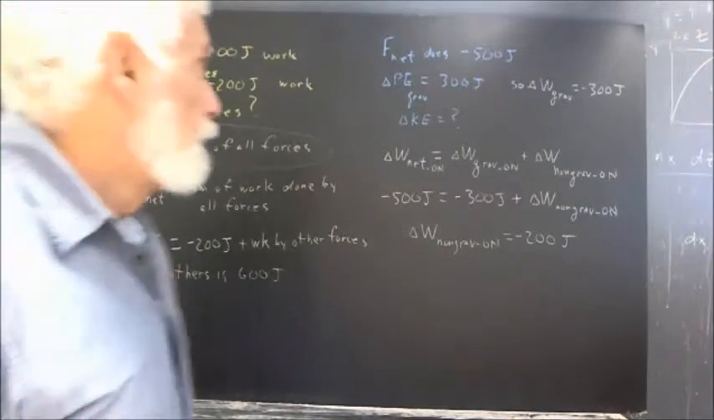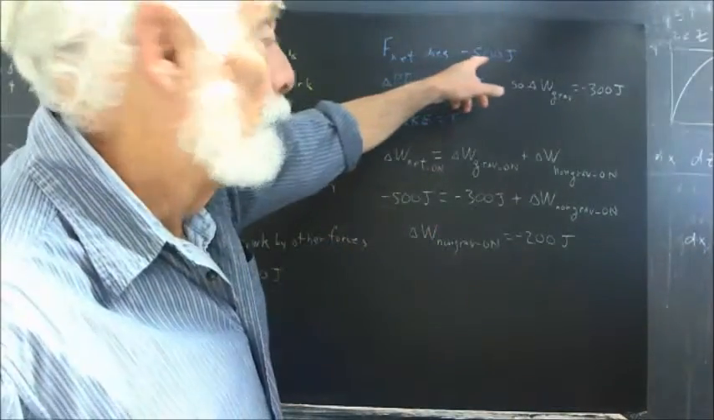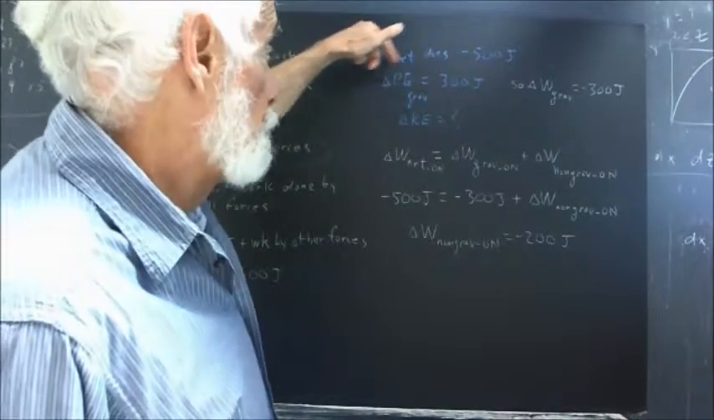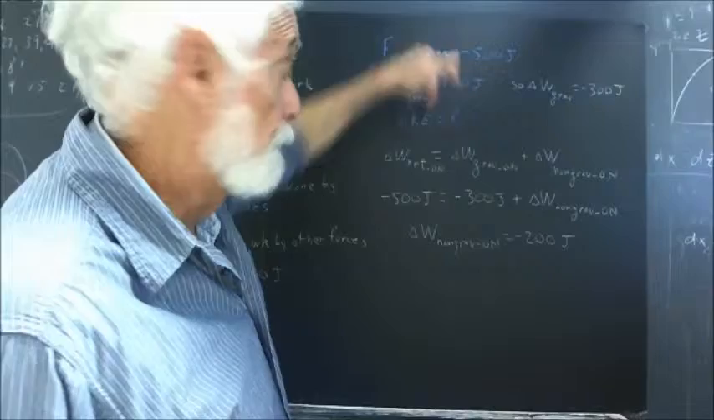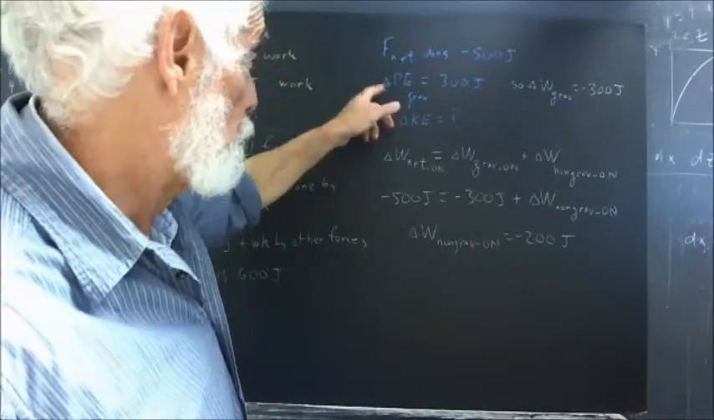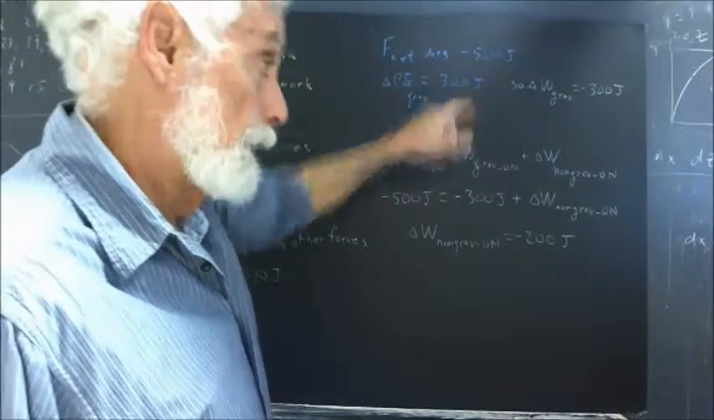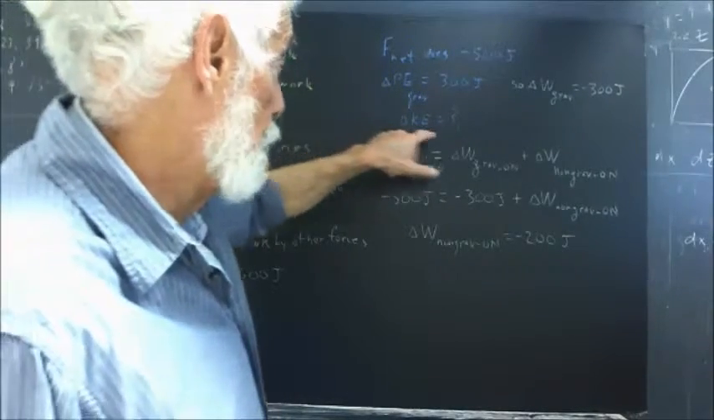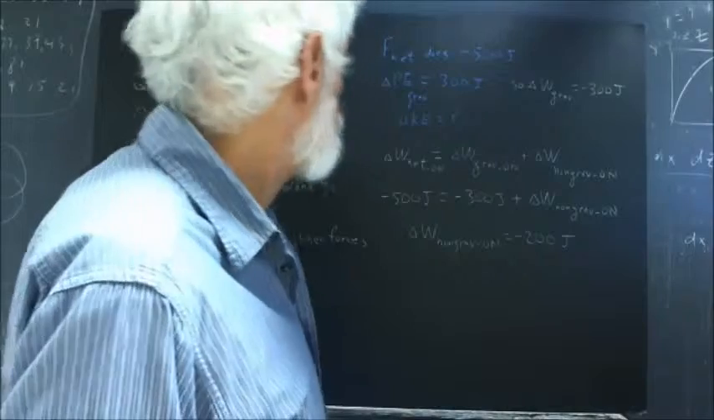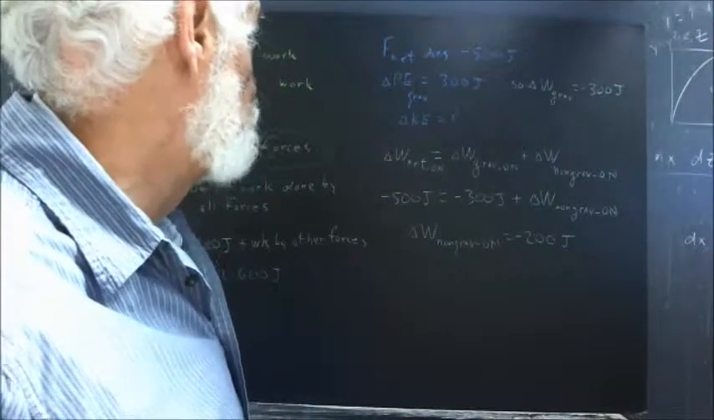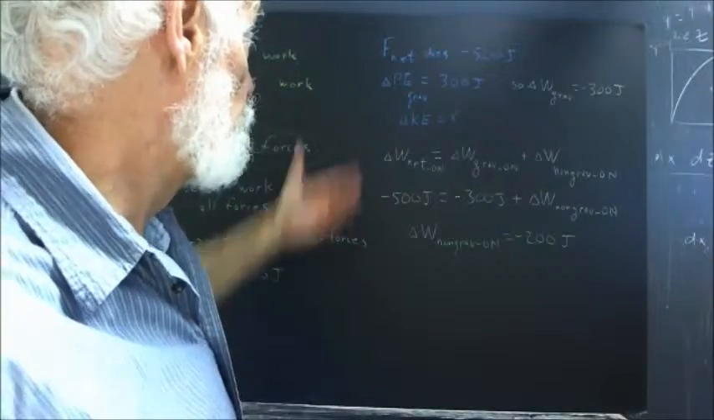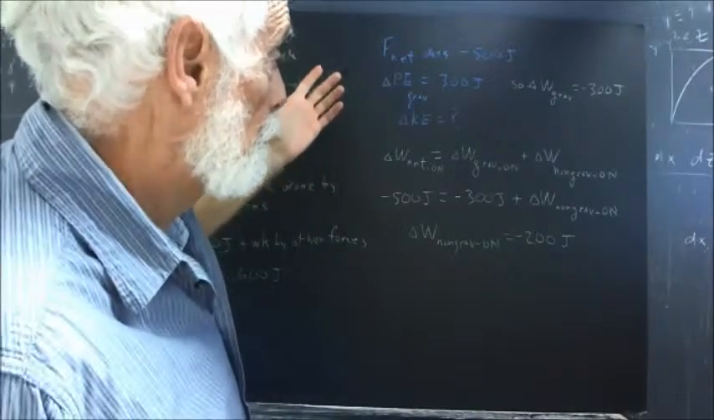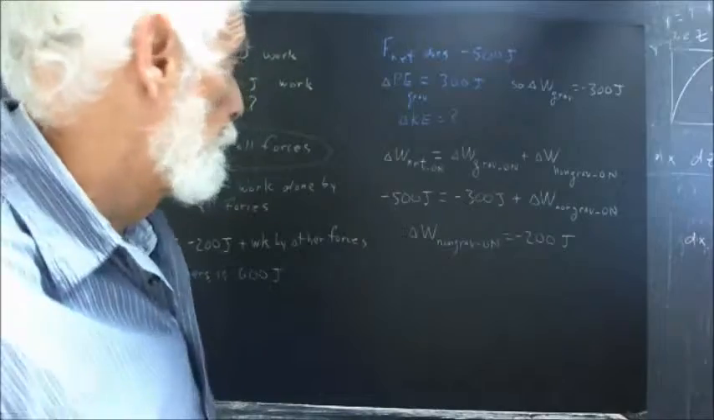Now here's another situation. The net force does negative 500 joules of work, and the change in potential energy is 300 joules. And that's a change in gravitational potential energy of 300 joules. So, what's the change in the kinetic energy of the object? And how much work is done by non-gravitational forces?